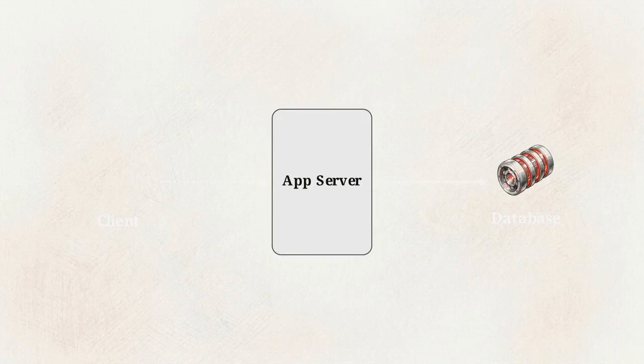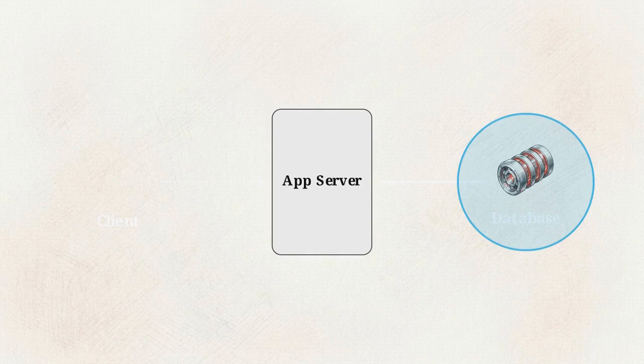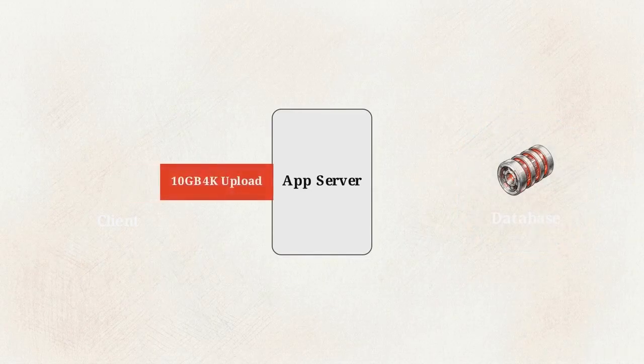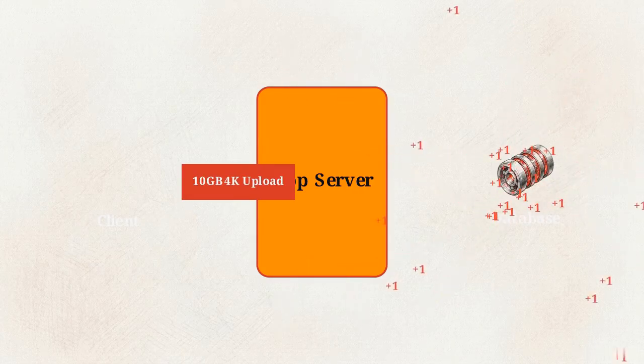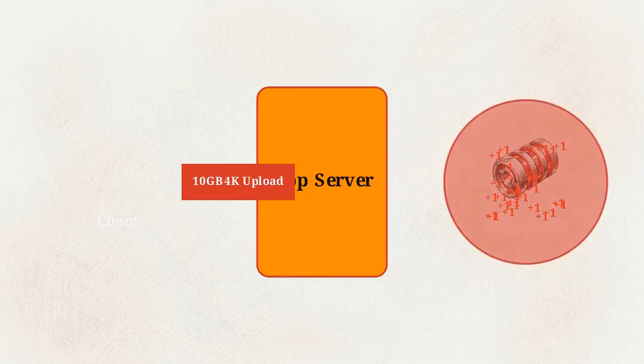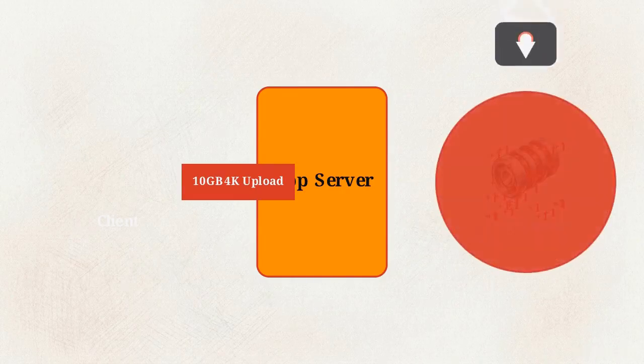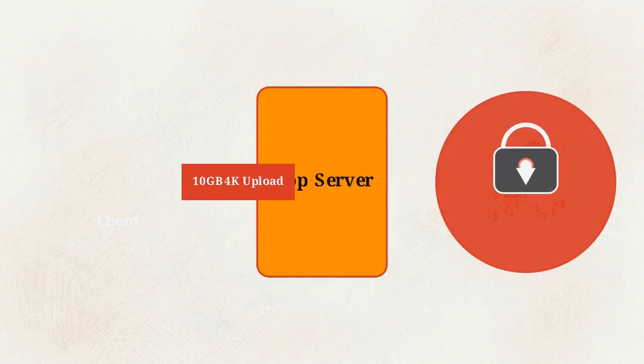A user makes a request, a single application server processes the logic, and a central relational database handles the storage. For most websites, this setup works perfectly. But watch what happens under modern media loads. If a creator uploads a 10 gigabyte 4K file, that transfer monopolizes the application server's bandwidth. Simultaneously, if 100,000 users try to watch a viral video, their read requests are blocked by the upload. Meanwhile, the database locks up entirely just trying to increment the view count for all those concurrent users.